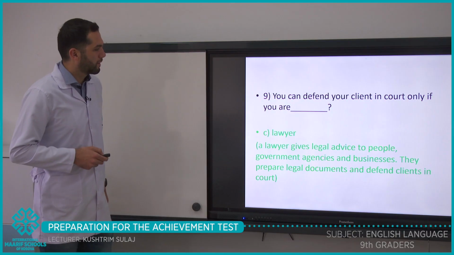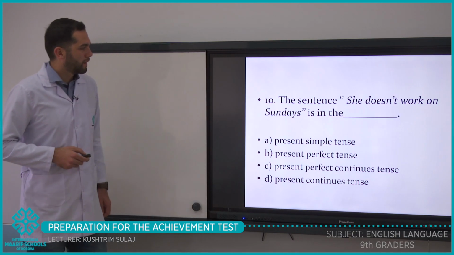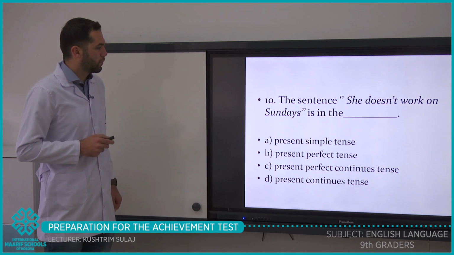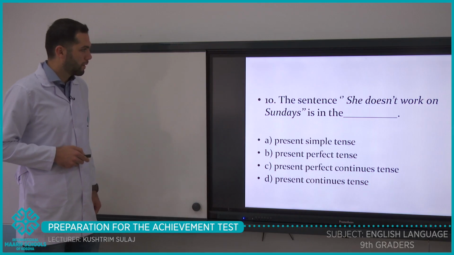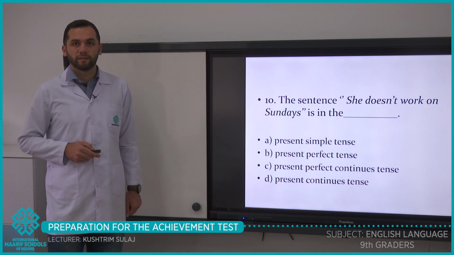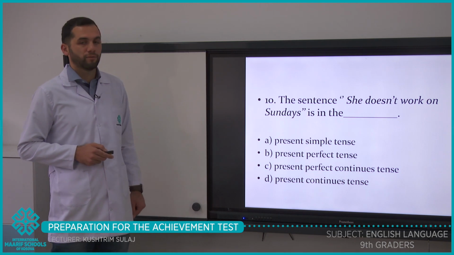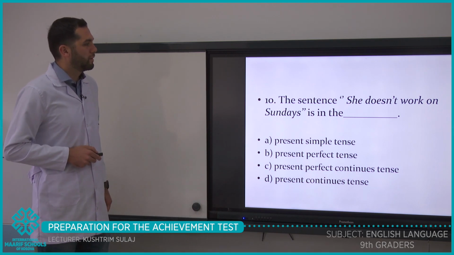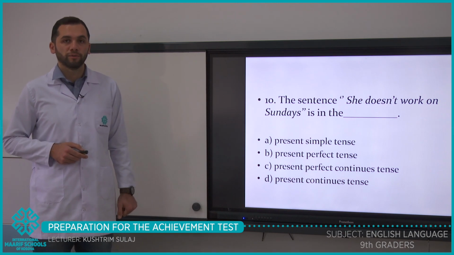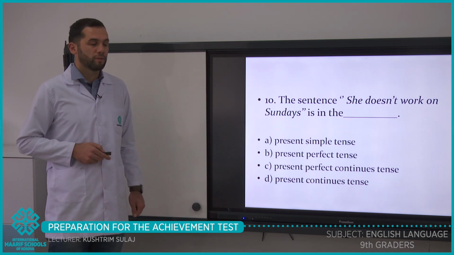Now let's go to the 10th question. And the sentence says, she doesn't work on Sundays. And then it gives us options which are present simple, present perfect tense, present perfect continuous tense, and also present continuous tense. She doesn't work on Sundays. What we have to do now, we have to check it out. We have to analyze this. Where do you see doesn't? Where do you see don't? Where do you see do?